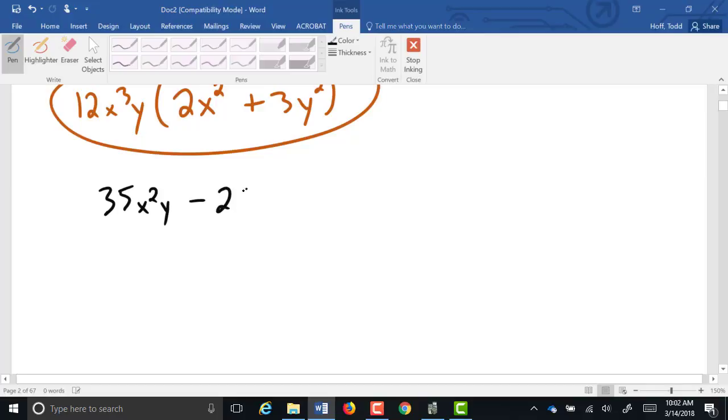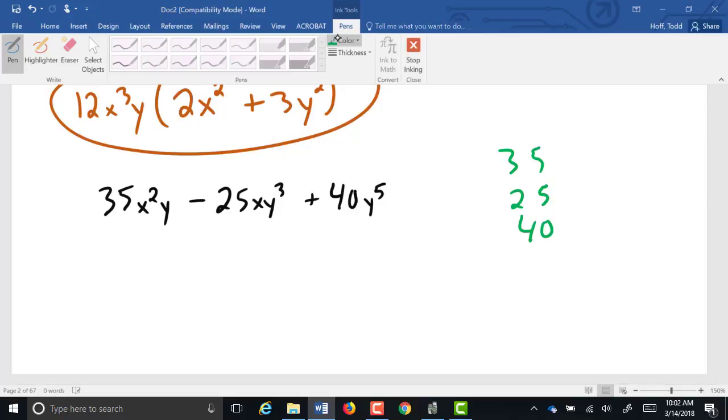We'll throw in a negative in here just for fun. So something like this. Now we've got 3 numbers. Let's just look at the numbers: 20, 35, 25, and 40. What is the largest number that divides into each of those?